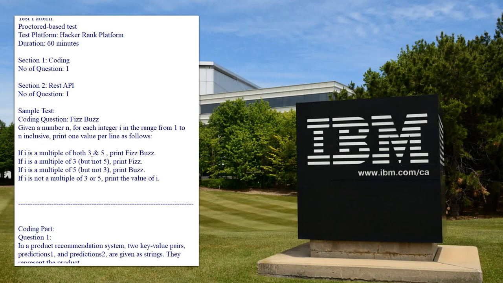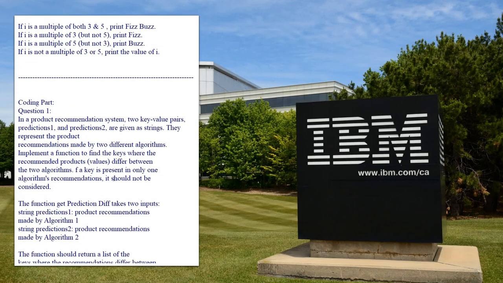Based on the conditions: if it's a multiple of both 3 and 5, you print FizzBuzz. If it is a multiple of 3 but not 5, you print only Fizz. If it is a multiple of 5 but not 3, you print Buzz. And if it is not a multiple of either 3 or 5, you print the actual value of i. This is the sample question. First you can take the sample question and then go to the actual coding question.